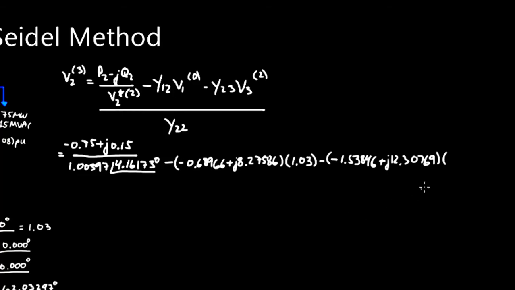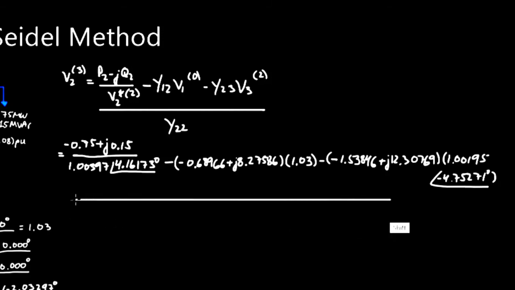So V3 of 2 is over here. And let me see if I can fit it in over here. It's 1.00195. And I think I'm going to run out of room, so let me put the angle over here. Minus 4.75271. So all of that divided again by Y22. So all of this divided by Y22, which is over here, 2.22812 minus J 20.58355.